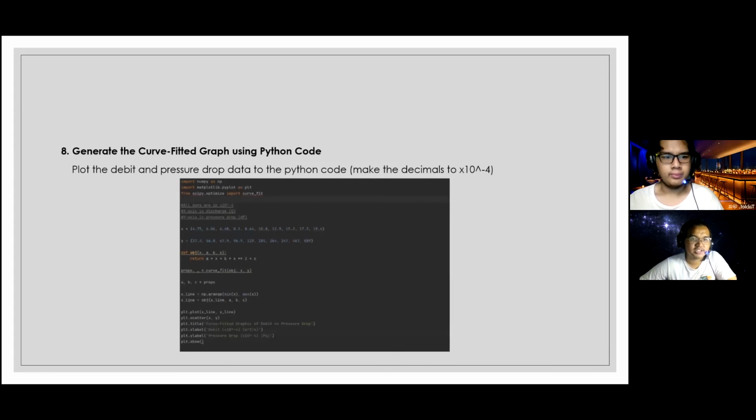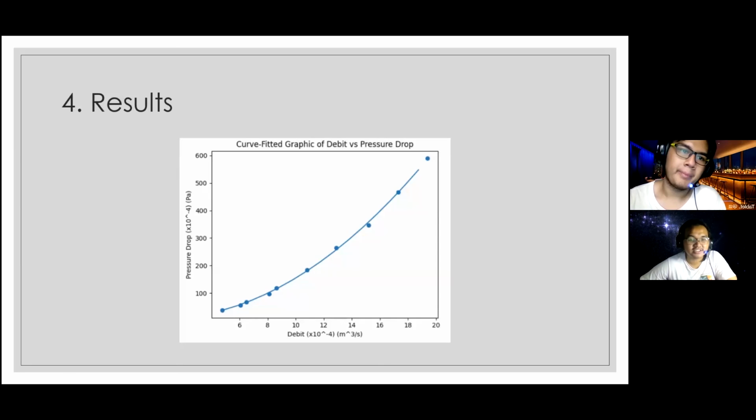Next, we generate the curve fitted graph using Python code. We need to put the debit and pressure drop data into the Python code and make the decimals times 10 to the power of minus 4. Next, so this is the result of the curve fitted graph of debit or fluid discharge versus pressure drop.